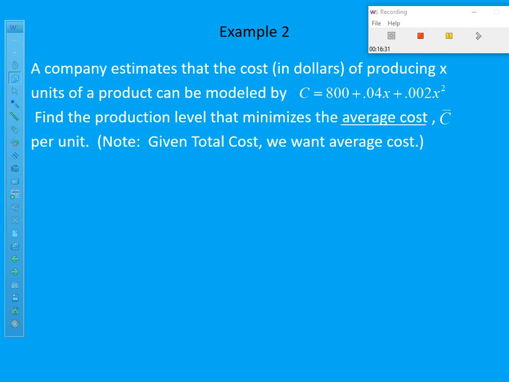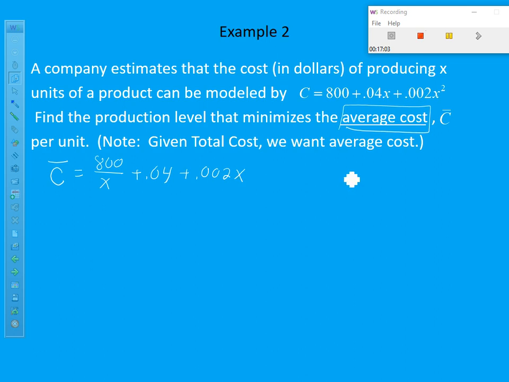I've got my cost equation right there. We would like to minimize the cost. So my steps, I want to minimize the average cost. So be careful. I need to turn that cost equation into an average cost equation. So what I'm going to do is I'm going to divide every item by x. So I'm going to have 800 over x plus 0.04, my x is divided out, plus 0.002x.